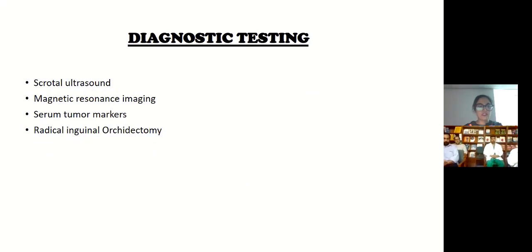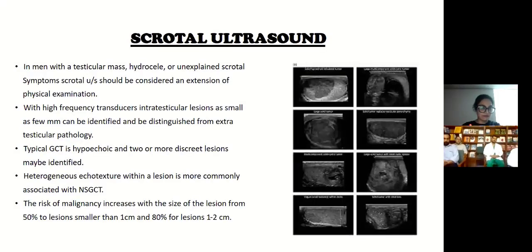The investigations for testicular cancer include scrotal ultrasound, magnetic resonance imaging, serum tumor markers, and radical inguinal orchiectomy. Are the tumor markers used only for the diagnosis, or is there any other reason we use them? Follow-up, response to treatment, yes, or recurrence. So it's not only for the diagnosis purpose, but you need to follow your patient with the tumor markers for various reasons: for the recurrence, relapse, your treatment response, and the follow-up.